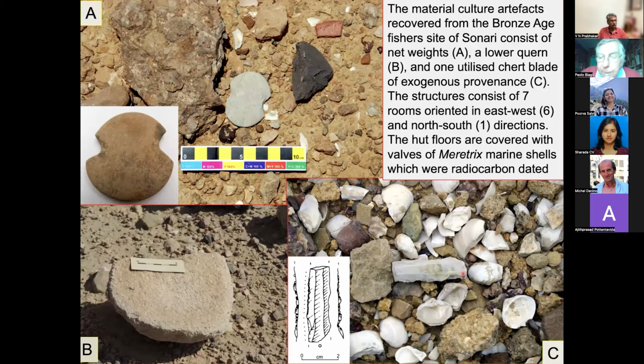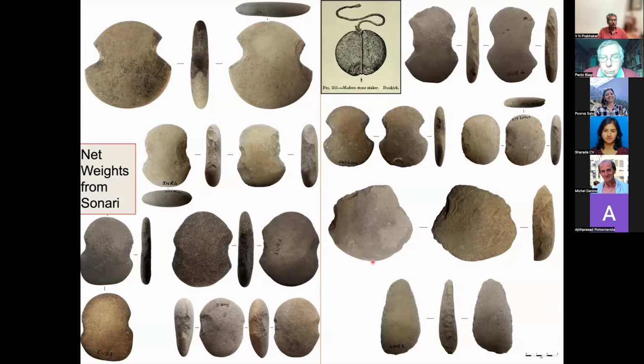And if we move to the next slides again, you see what the net weights are like. They're all very similar, not identical. They have different weights. Some are bigger, some are smaller. Maybe they practiced different kinds of fishing. And then we have also some instruments like this one, which are slightly retouched. This one is also retouched, but also very weathered.